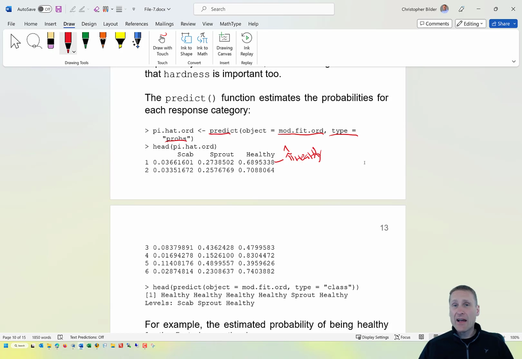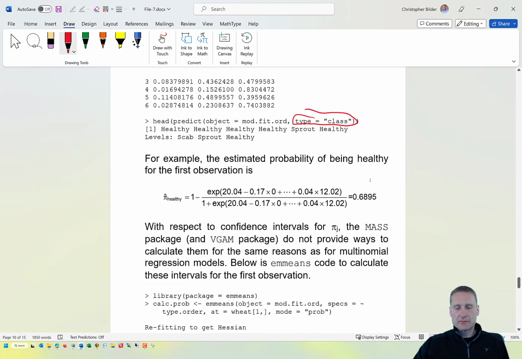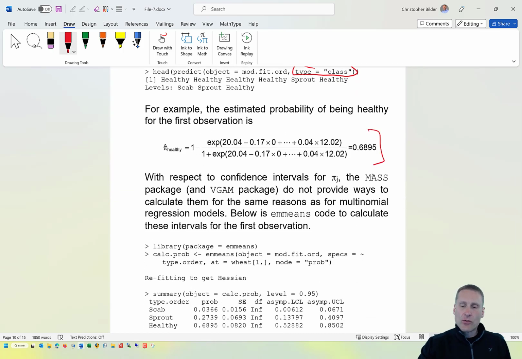And so if I had to choose a particular classification for this kernel, I would choose healthy because it has the highest probability associated with it. If you wanted to do that automatically, change the type argument to class. Here are the corresponding by-hand calculations for these pi hats. If you're in my course, make sure you can actually do that. That's why I give you an example with healthy. You'll see other examples in my program as well.